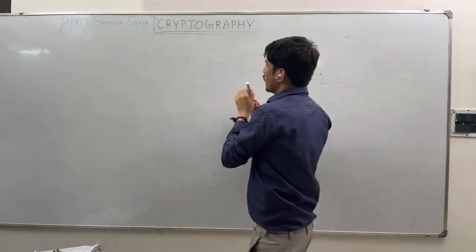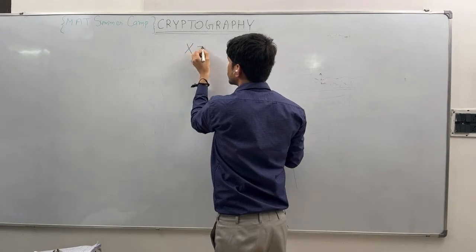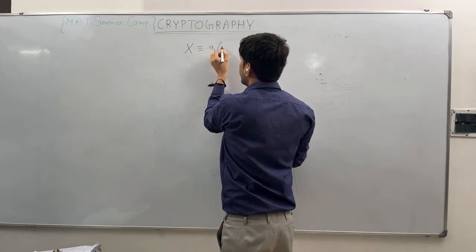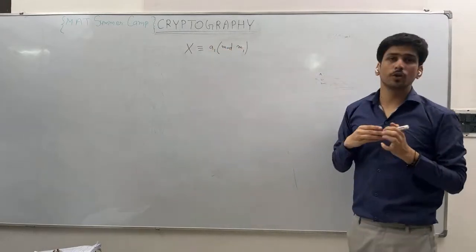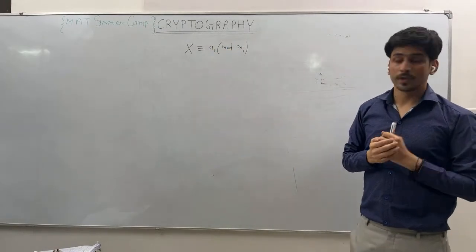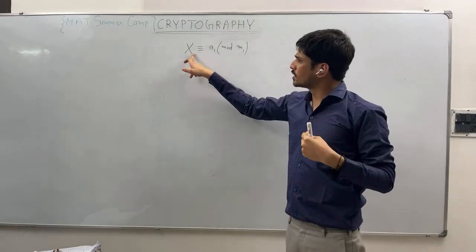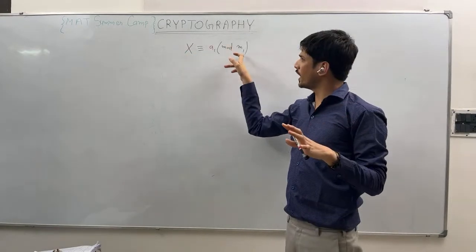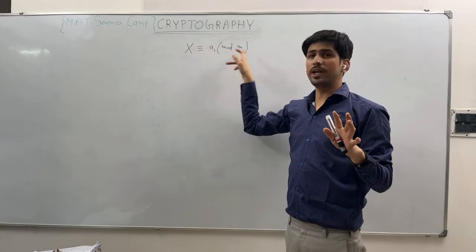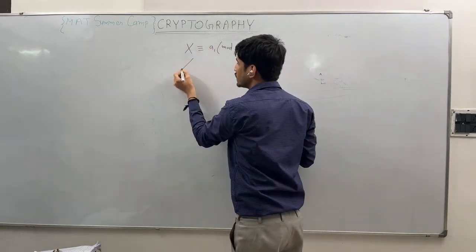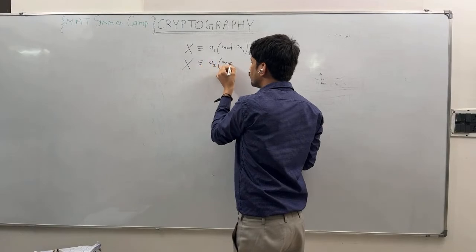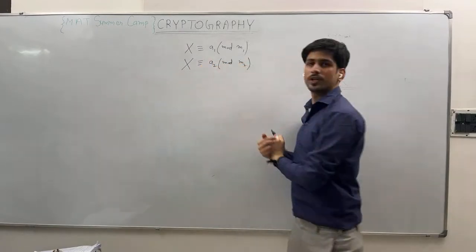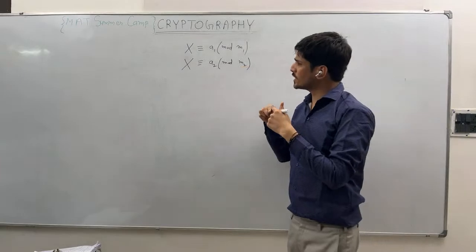So first of all, let's say you have a number x congruent to a1 mod m1. Can anyone explain what is the meaning of this? It means x divided by m1 gives remainder a1. Next, the same x, I can say is congruent to a2 mod m2. Clear?